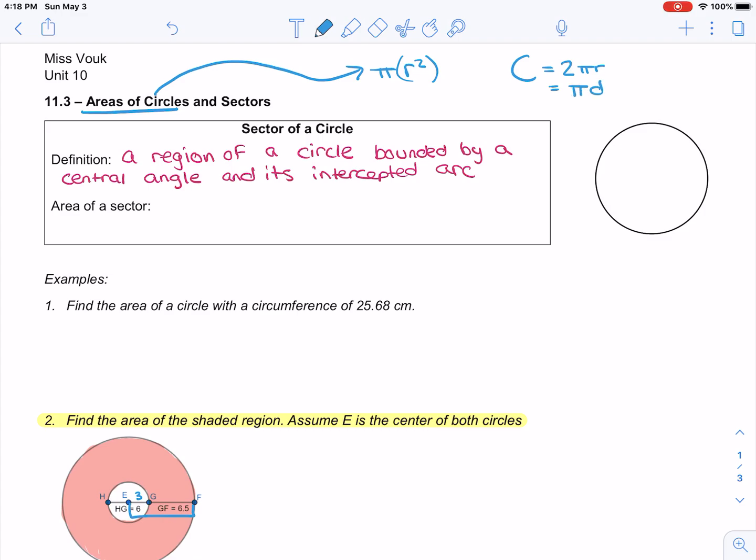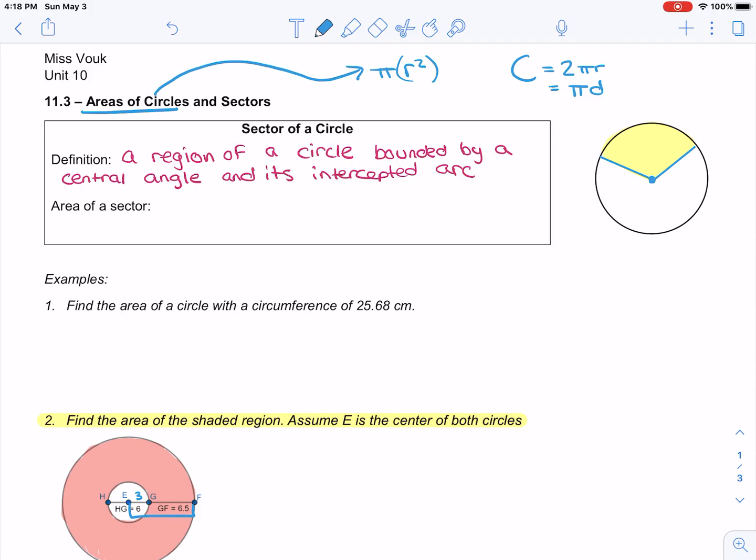So for a sector of a circle, we have a region of a circle bounded by a central angle and its intercepted arc. To draw that, you're going to start with the center of your circle, and then draw 2 radii here. I'm going to highlight this section, and what I just highlighted in yellow is your sector, just a section of that circle bounded by our central angle and that arc.